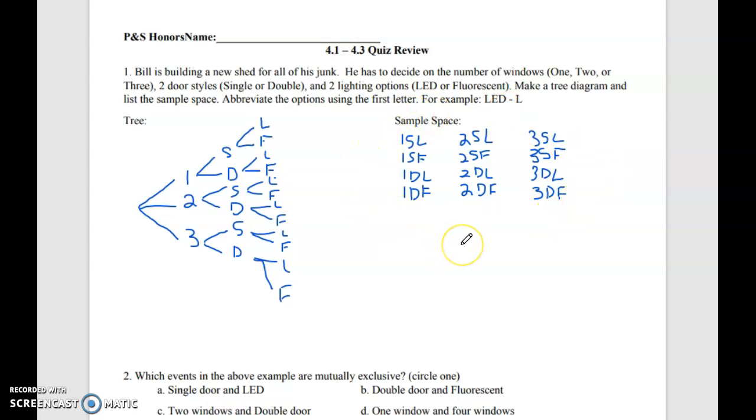So from this tree diagram, I can generate my sample space. So let me just do a couple of these outcomes. So the first possible outcome, or the first possible shed, is a 1 window, single door, LED light shed. That's right here. My next one, a 1 window, single door, fluorescent light in the shed. And I keep going across my diagram. So I end up with 12 possible outcomes here for how this shed could be built.